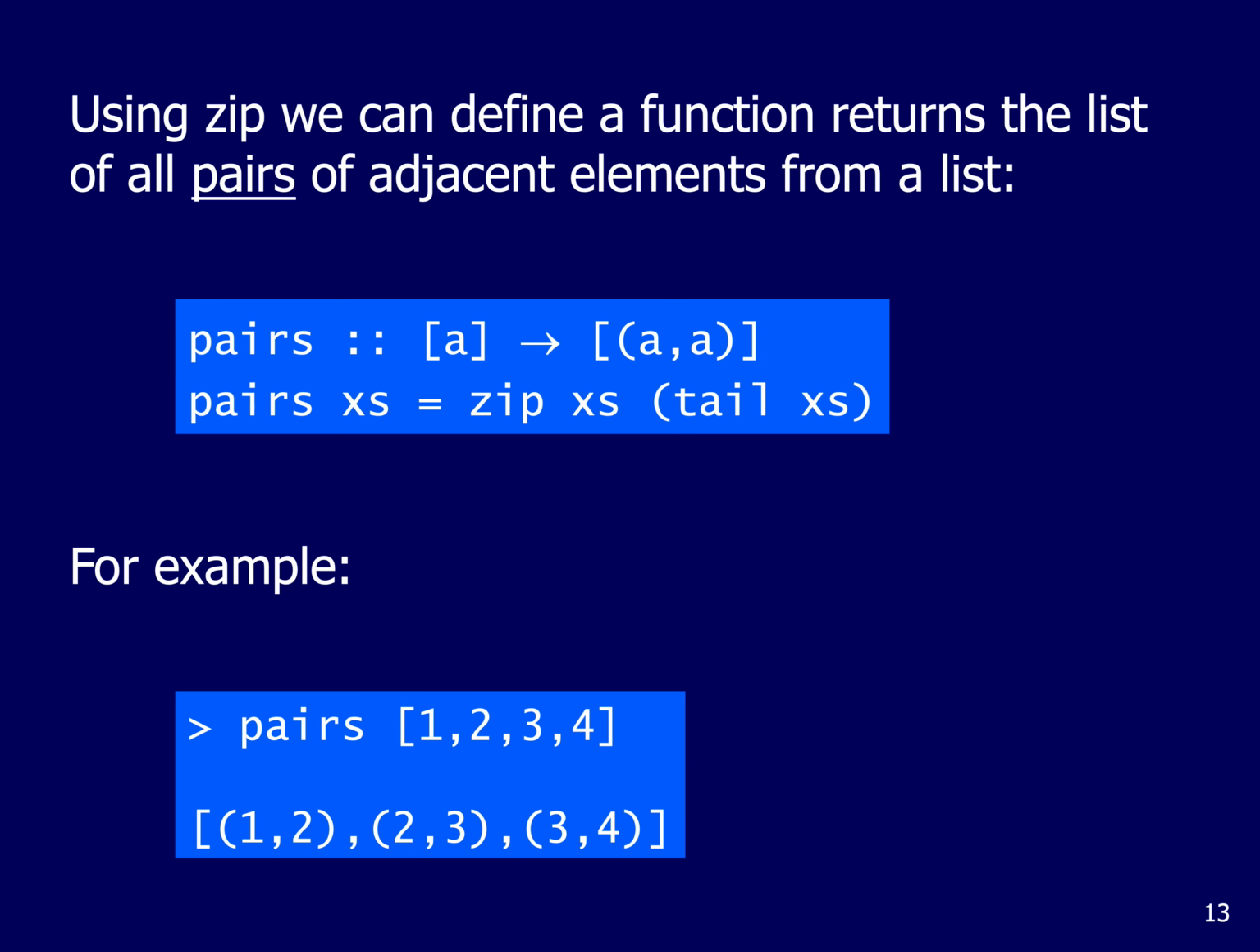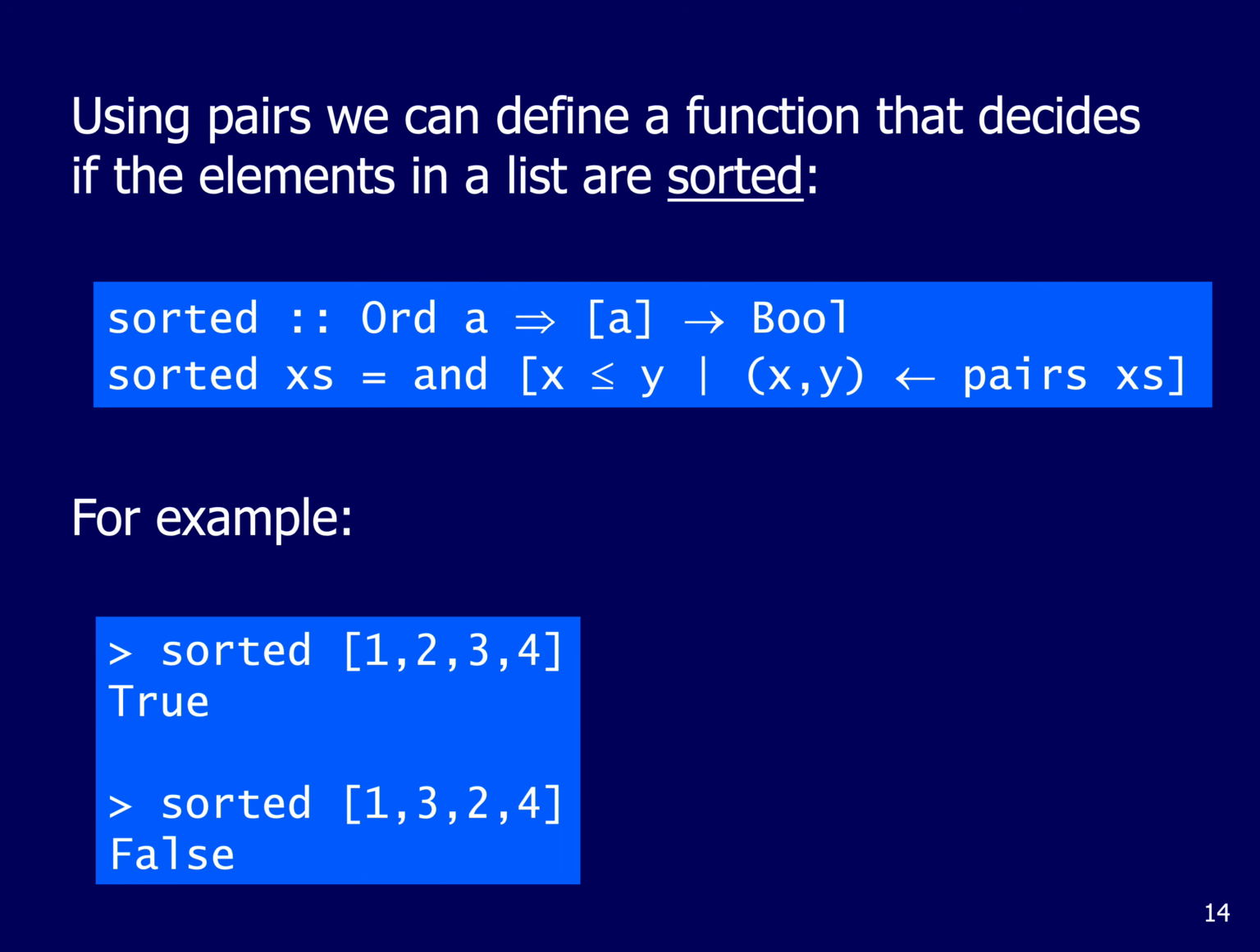Again, this is illustrating the idea that in Haskell you tend to think in a very different way than you would think in most programming languages. This is not typically how you would do it in a more traditional language. So what can we do with pairs now?